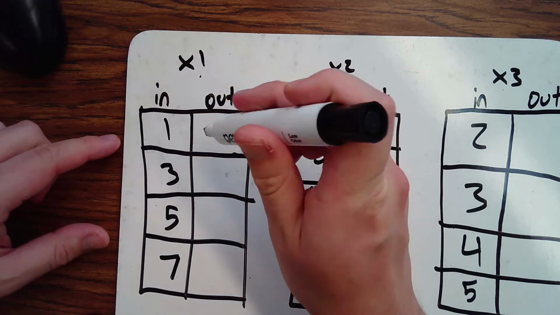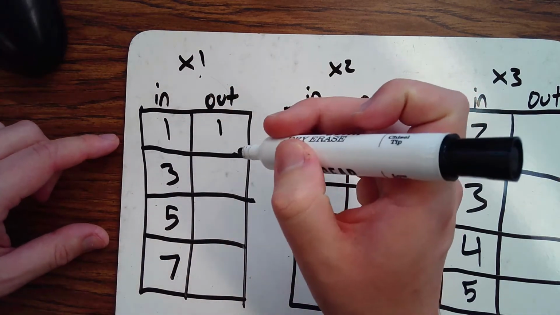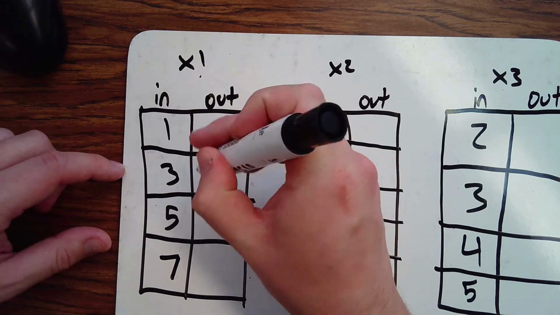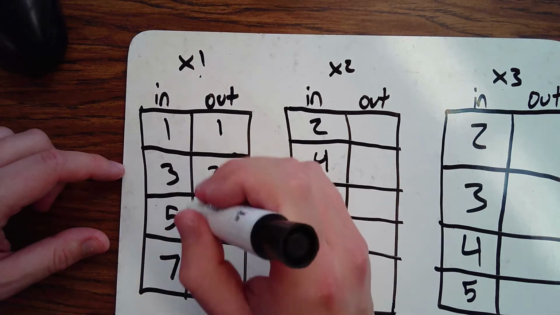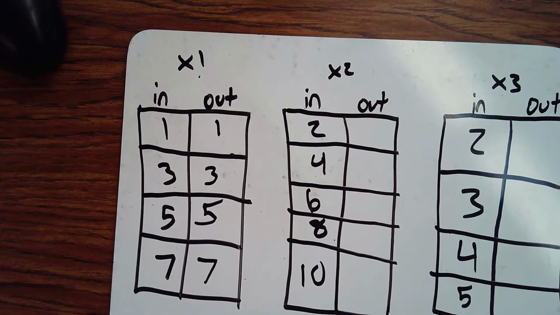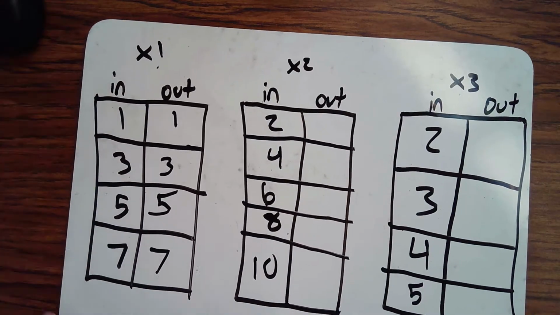What's 1 times 1? 1. So the output number is 1. What's 1 times 3? 3. Here, what's 5 times 1? 5. There you go, and 7 times 1 is 7. So that's the ones. Let's look at the twos, because we're going to get some different numbers here.